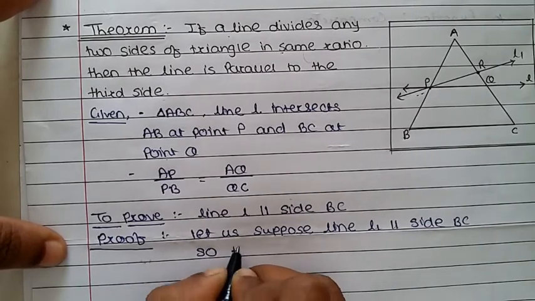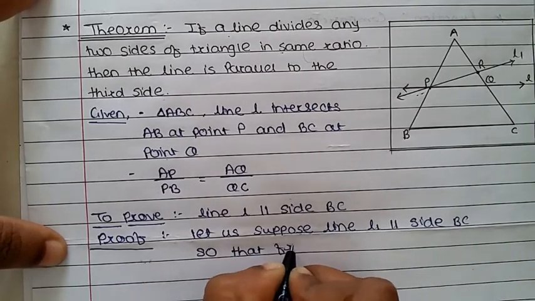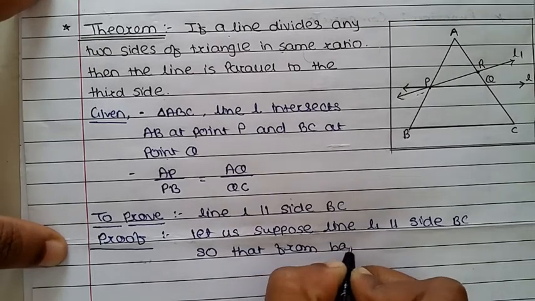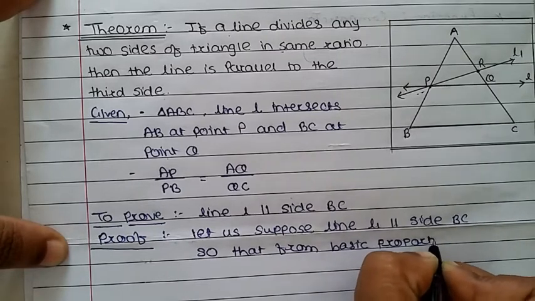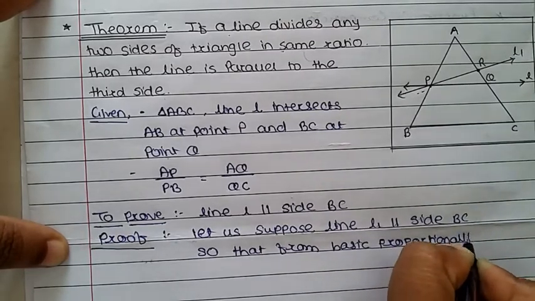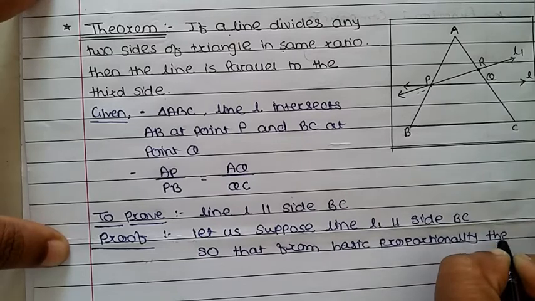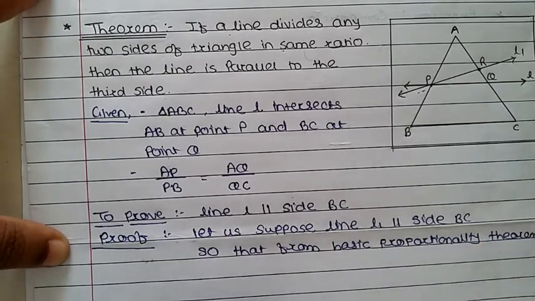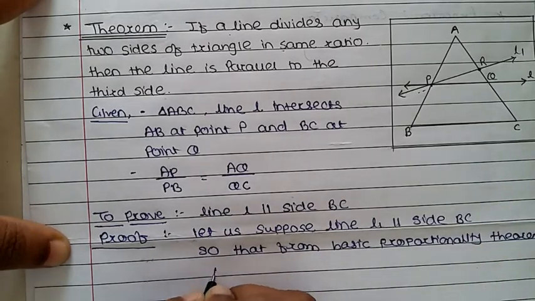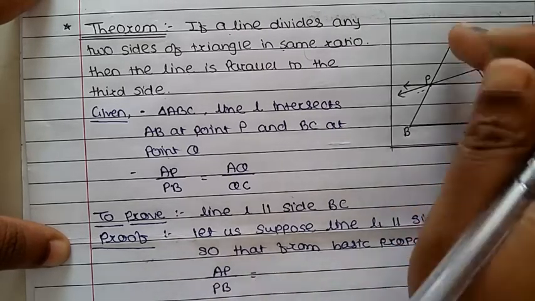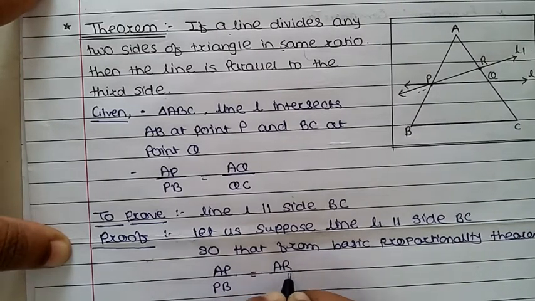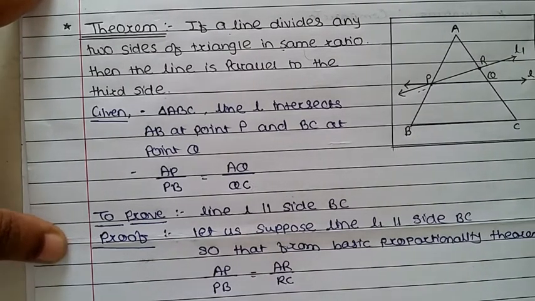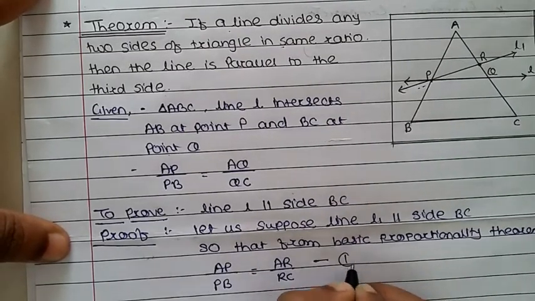So from the basic proportionality theorem, how to write this? That is AP upon PB is equal to AR upon RC. Clear? And this is your equation number 1.